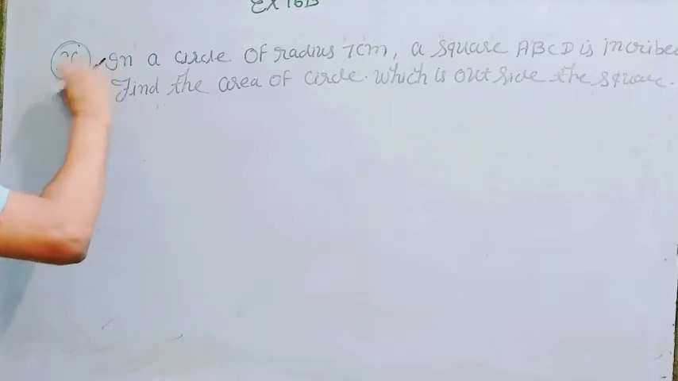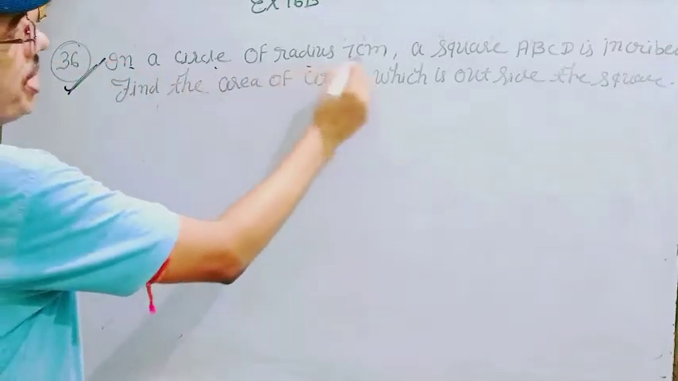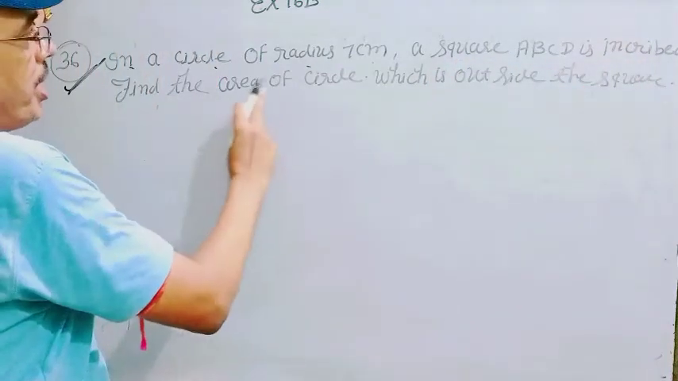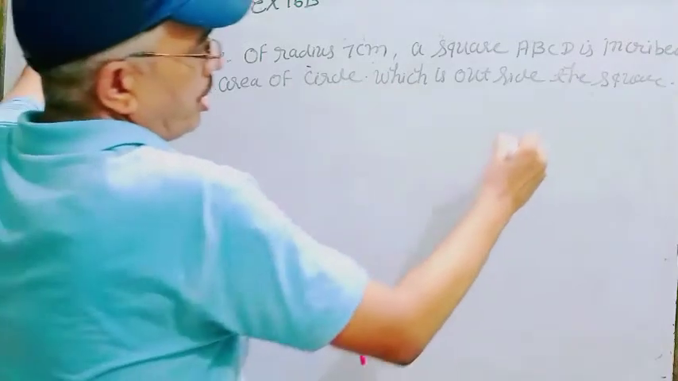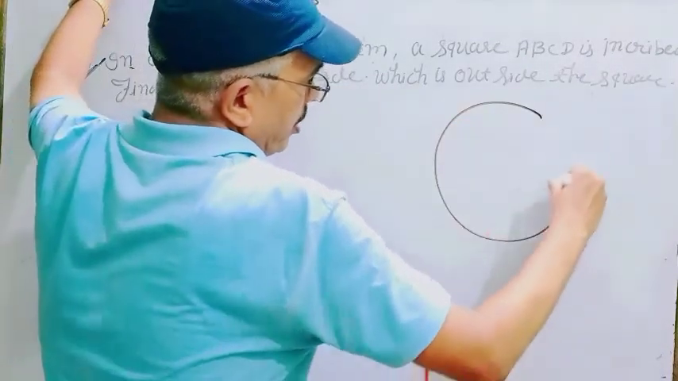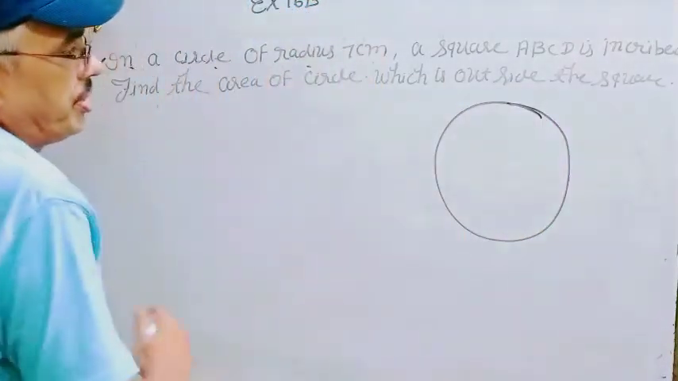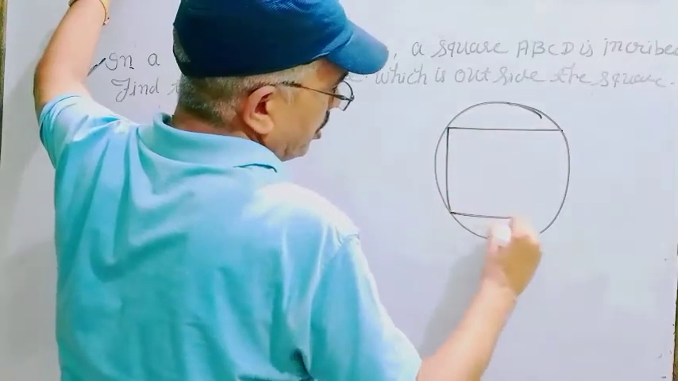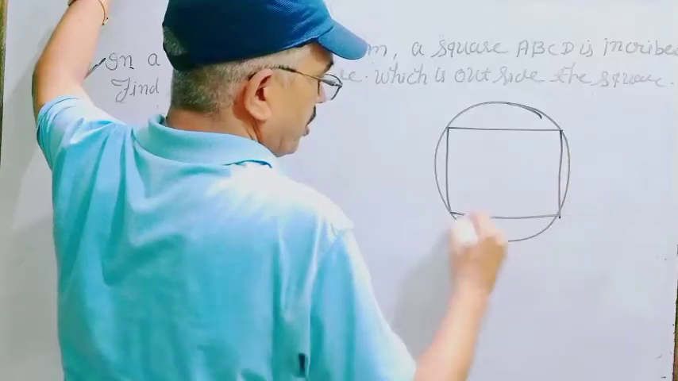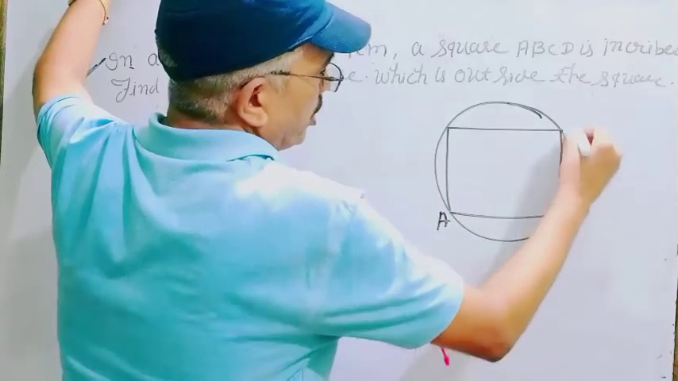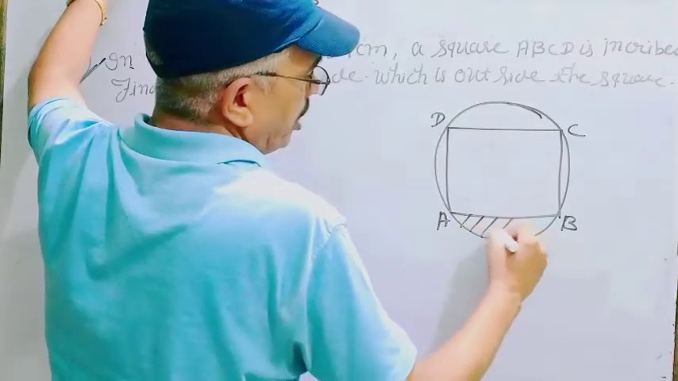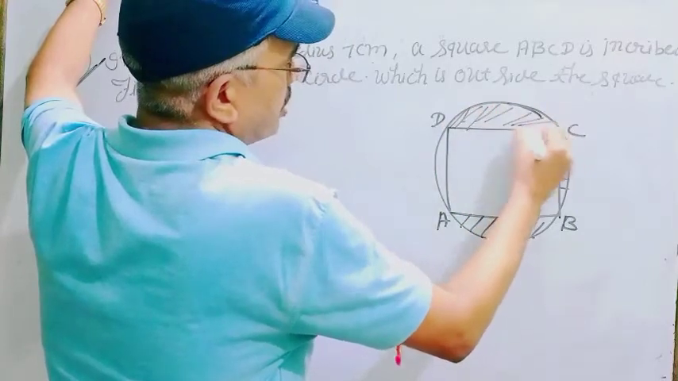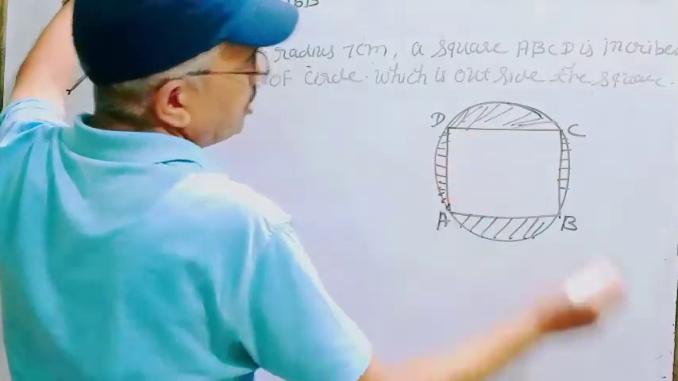Now see question 36. In a circle of radius 7 cm, a square ABCD is inscribed. Find the area of the circle which is outside the square. First, a circle is given whose radius is 7 cm, and in this circle, a square is also given. That is the ABCD square. Then your question is, what is the area of the circle that is outside of the square?